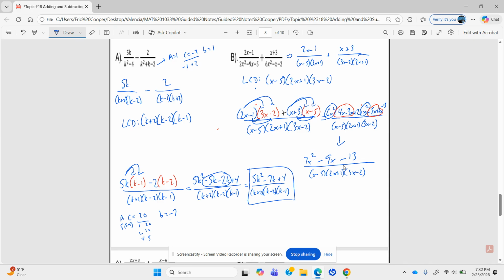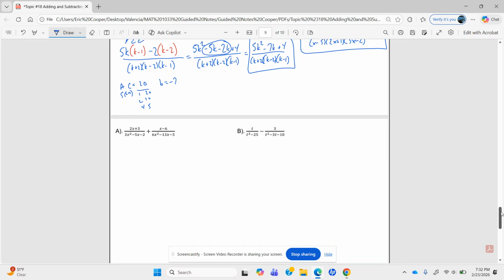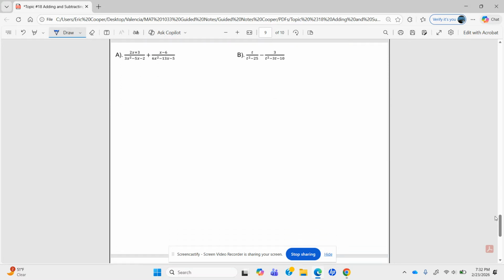We would look to see if the top can factor, which it will not in this case. So if it does not factor, we would leave this as our final answer. Let's go through a couple more.